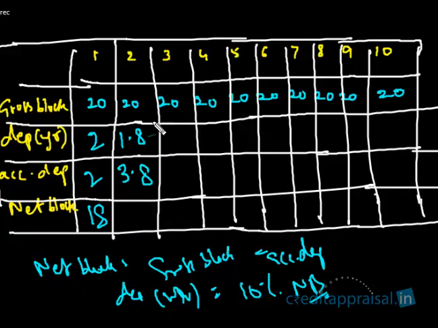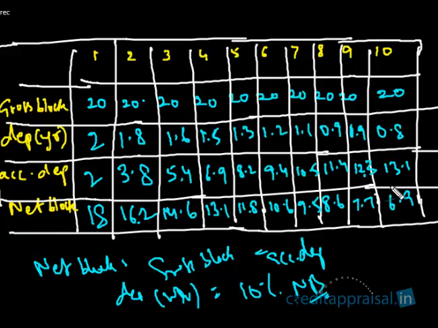And what is net block? Gross block minus accumulated depreciation. So this is 16.2. In the third year, depreciation is 10% of net block. So 10% of the previous net block, 1.6. Accumulated depreciation is depreciation up to this point of time. So 2 plus 1.8, 3.8 plus 1.6, 5.4. And net block is gross block minus accumulated depreciation, 20 minus 5.4, 14.6. And this calculation continues.